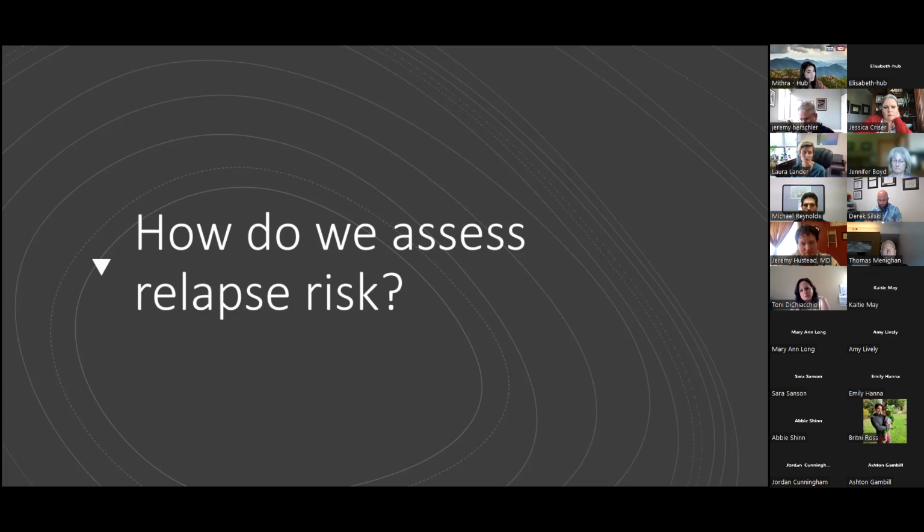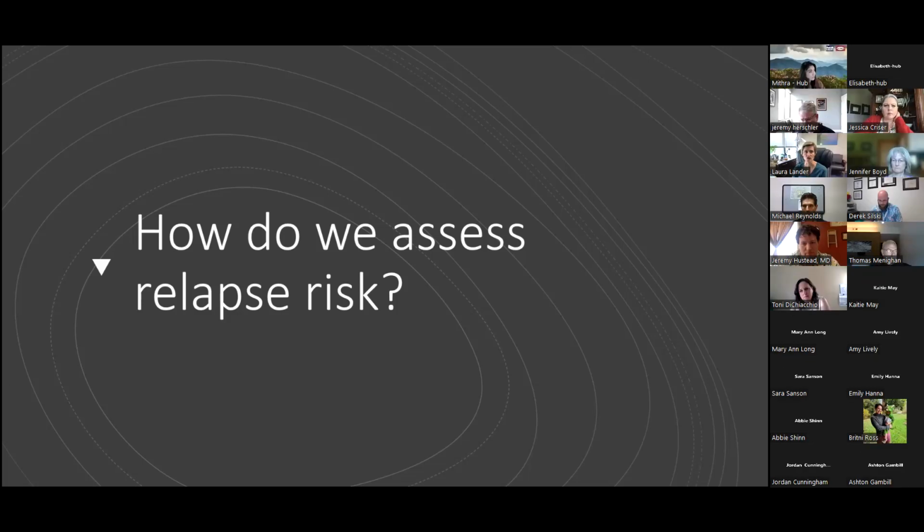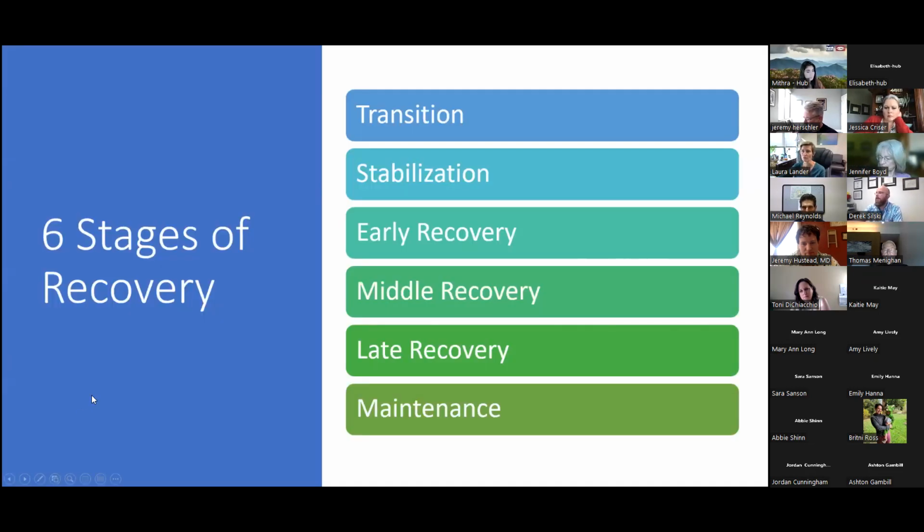It is a relapse assessment tool, just as an example, and it's an evidence-based one based on Terence Gorski's information about relapse. Terence Gorski is probably the grandfather of relapse prevention, and he's really one of the people who identified these 6 stages of recovery, and in doing so identified transition, stabilization, and early recovery as the highest risk periods of recovery for relapse. And then middle, late, and maintenance. Certainly there's relapse risk, but it's really in the early stages when it's the greatest risk for relapse.